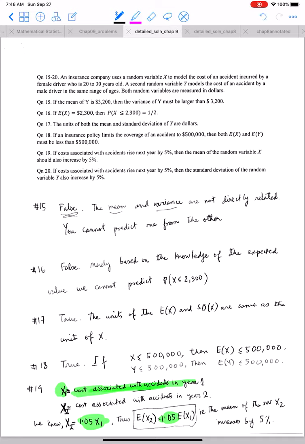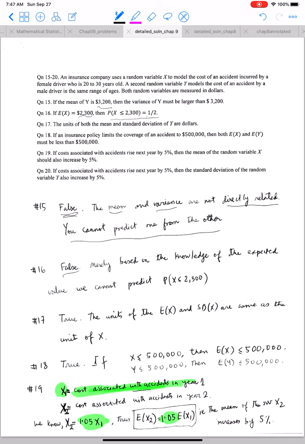because the mean and variance are not directly related and you cannot predict one from the other. So if the mean is 3200, you cannot say anything about the variance. If expected value of y is 2300, then probability of x less than or equal to 2300 is 1/2. That is also false. Merely based on the expected value, we cannot predict this probability. We need the distribution to answer this question.